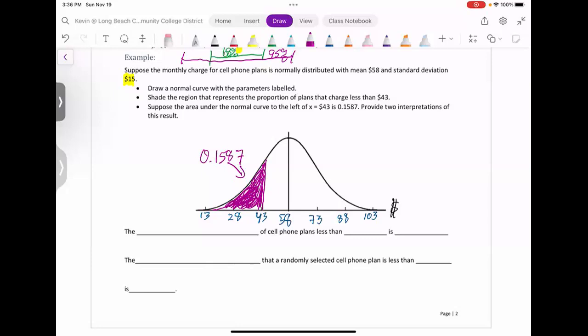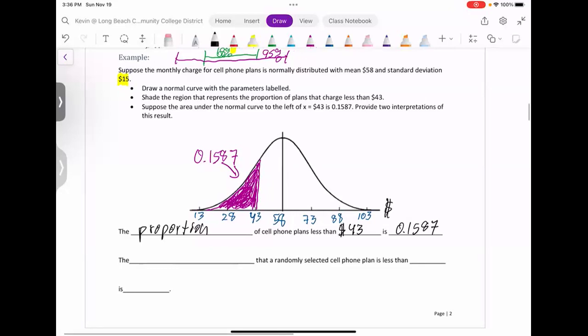Provide 2 interpretations of this result. I'm going to actually provide 3 interpretations of this result. One of them is the proportion of cell phone plans less than $43 is 0.1587. Another explanation would be the probability that a randomly selected cell phone plan is less than $43 is 0.1587.